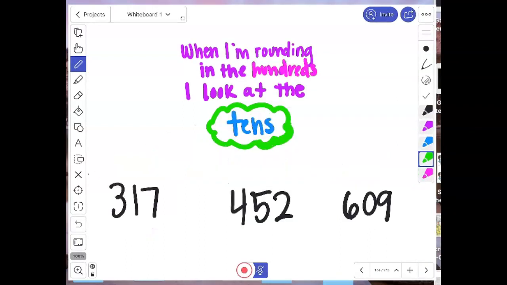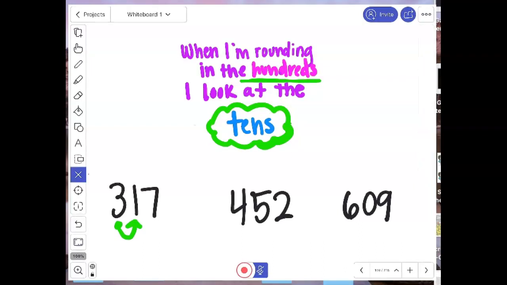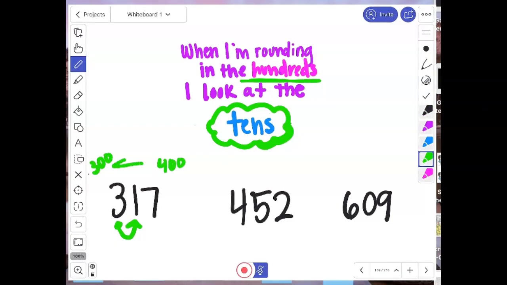Okay. Now the same is true with the hundreds. The only difference now is that I'm not rounding to the tens. I'm rounding to the hundreds. So that means I'm not looking at the ones now. I'm looking at the tens because I find the place and I look next door. Okay. So I'm rounding to the hundreds. This is going to be between 300 and 400. 1 tells me to round it down.